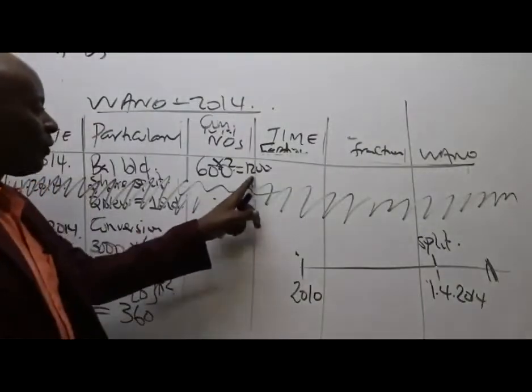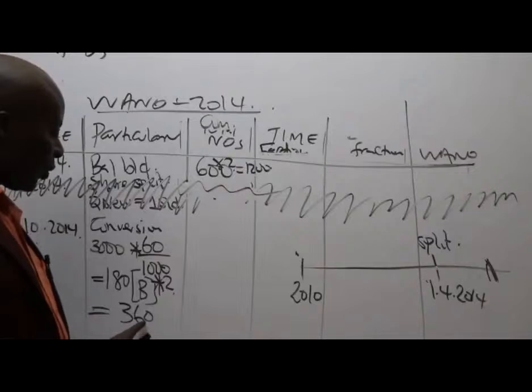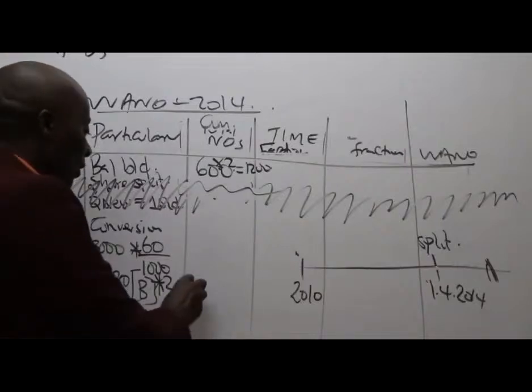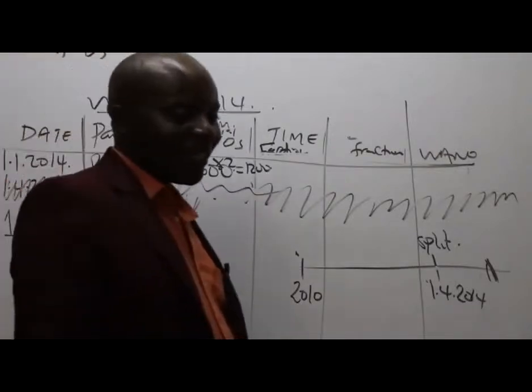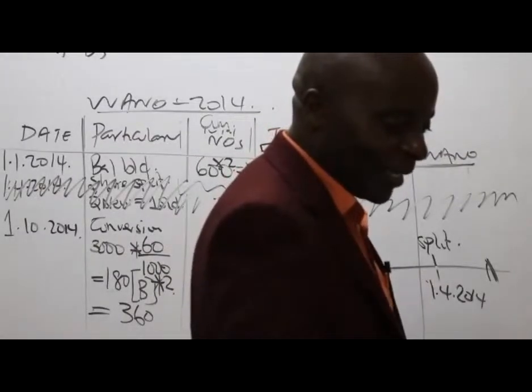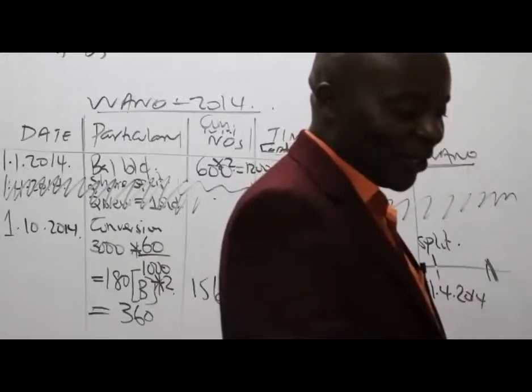When I accumulate here, 1200 plus 360 gives me what figure? It gives me 1,560. So do we have any other transaction in this year? No. The only thing I'm seeing here is this corporation tax, which does not affect us in the calculations of the one-offs. So now I can read the answer.